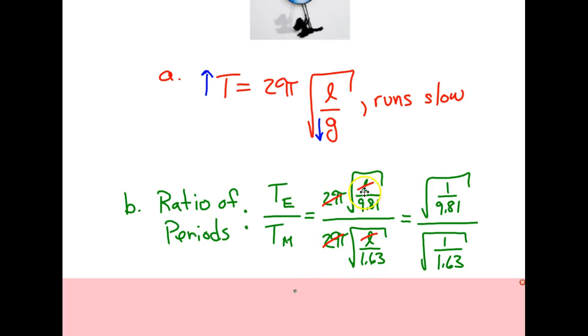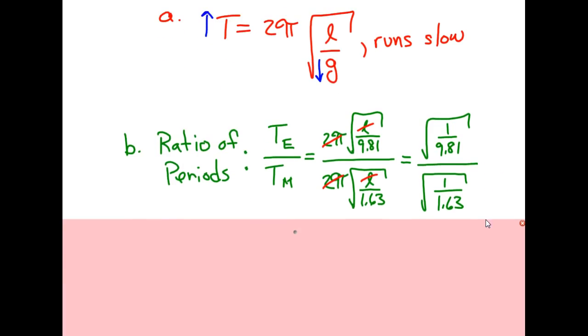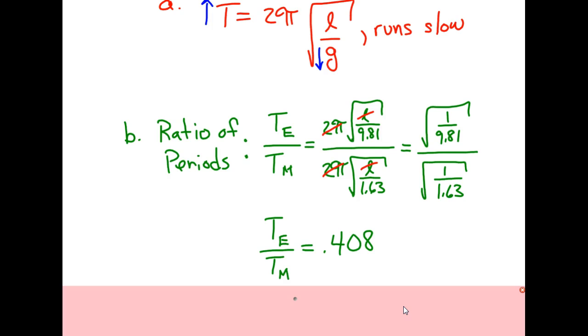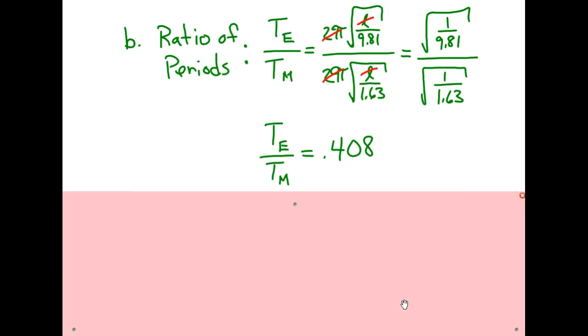The 2 pi's cancel, the L's cancel, and our ratio simply becomes the square root of the inverse of 9.81 over the square root of the inverse of 1.63. When we do that, we get TE to TM equals 0.408. This should make sense to us because that means that the pendulum time slows down on the moon.